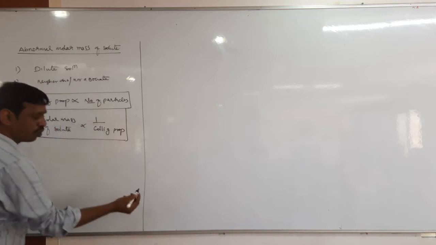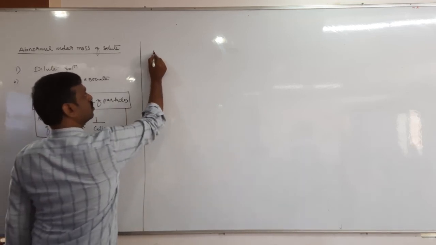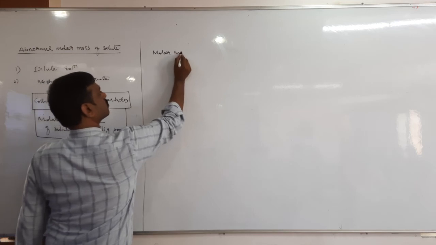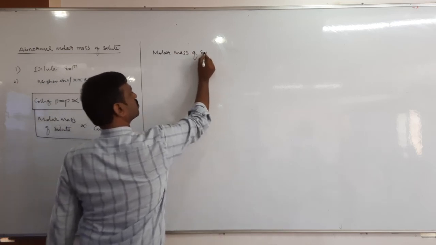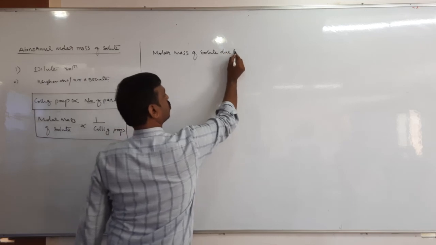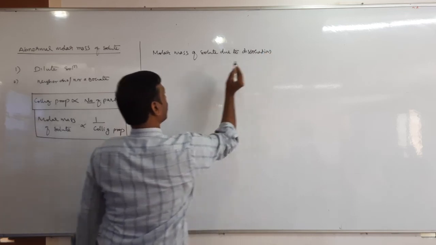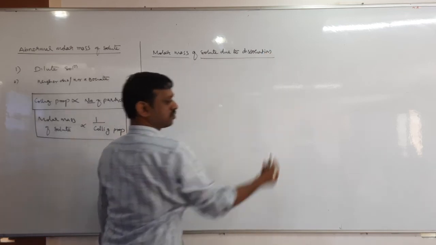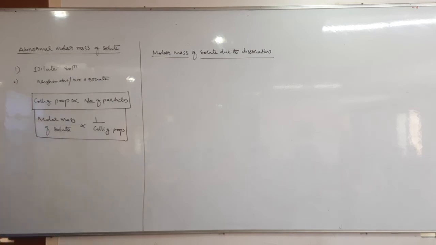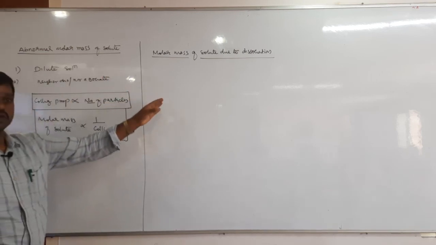Next, molar mass of the solute due to dissociation. Now we understood that colligative property changes when the number of particles changes. When the number of particles changes, colligative property changes. When colligative property changes, molar mass of the solute changes. Now we want to discuss molar mass of the solute due to dissociation.